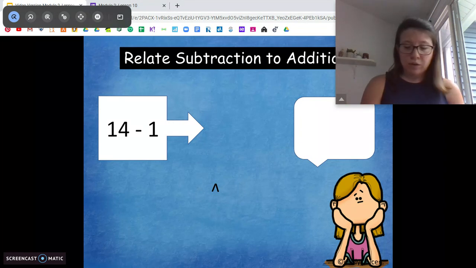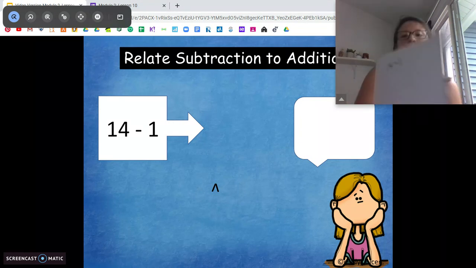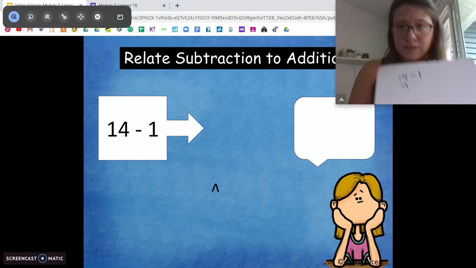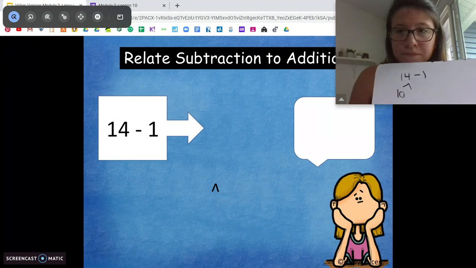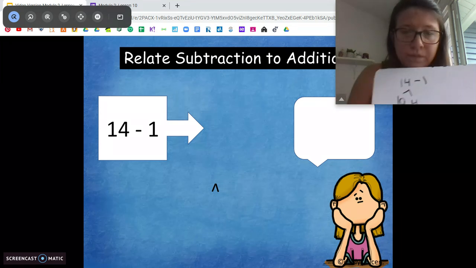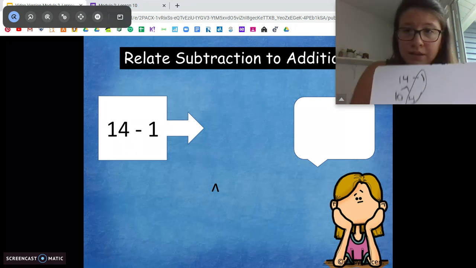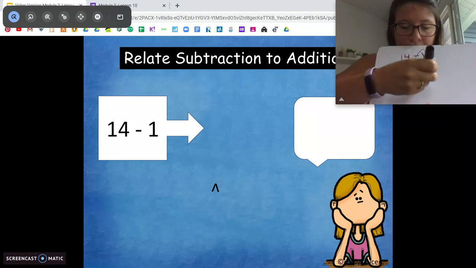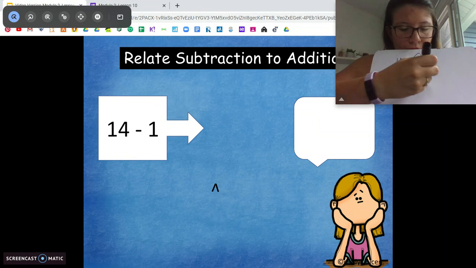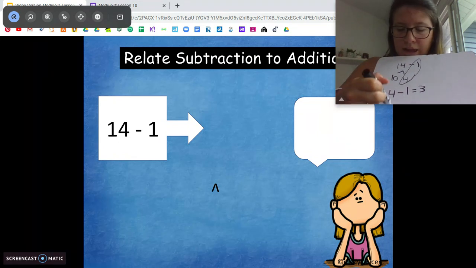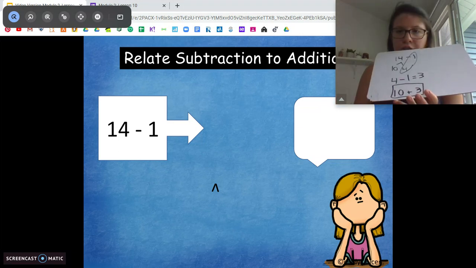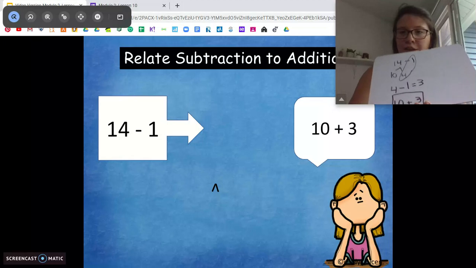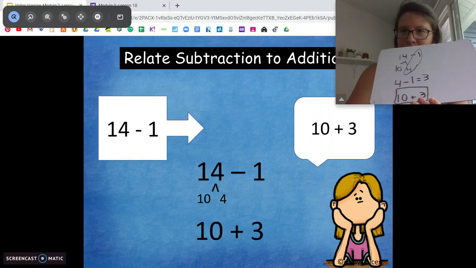So write down 14 minus 1 on your paper. And our first step is going to break down 14 into our tens and ones. So in 14, there's 1 ten, which is the value of 10. And how many extra ones? 4. Good. Our next step is to subtract. 4 minus 1 equals 3. Very good. And then we're going to add our 10 to our leftover ones. And that is our 10 plus addition sentence. So 14 minus 1 turns into 10 plus 3. See how that works? All right.